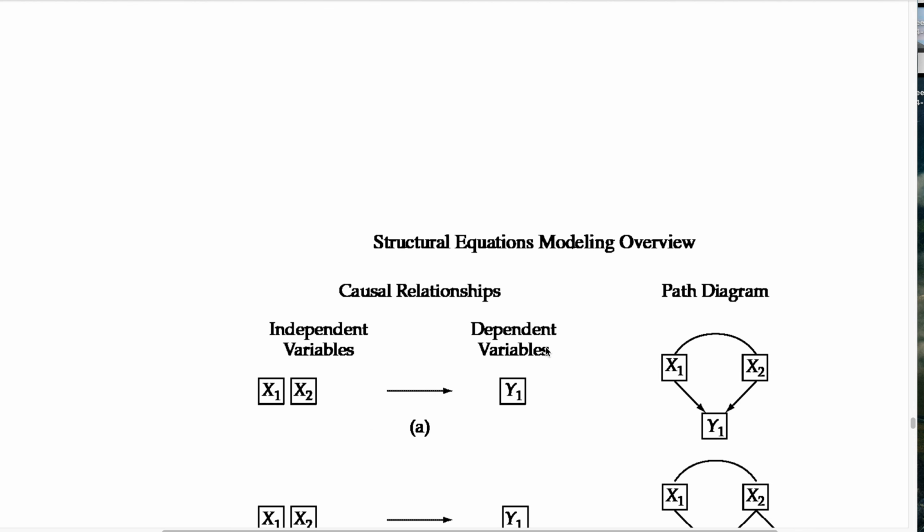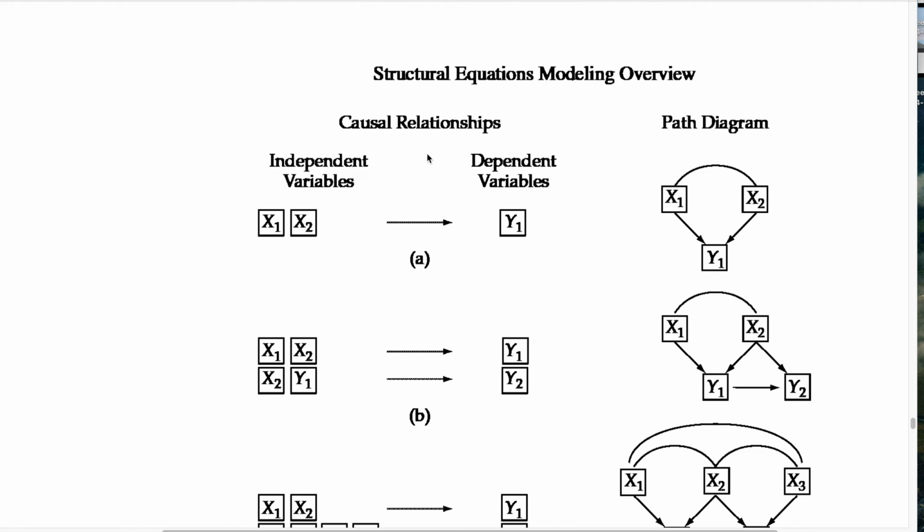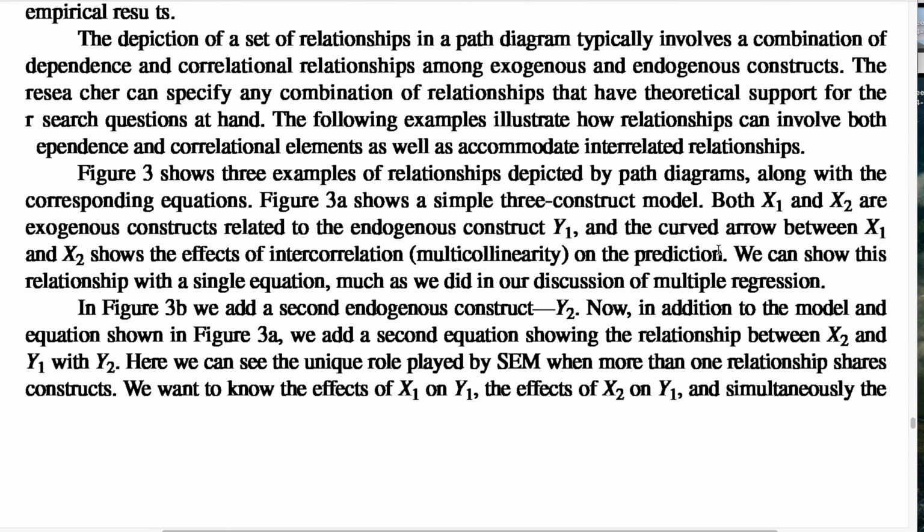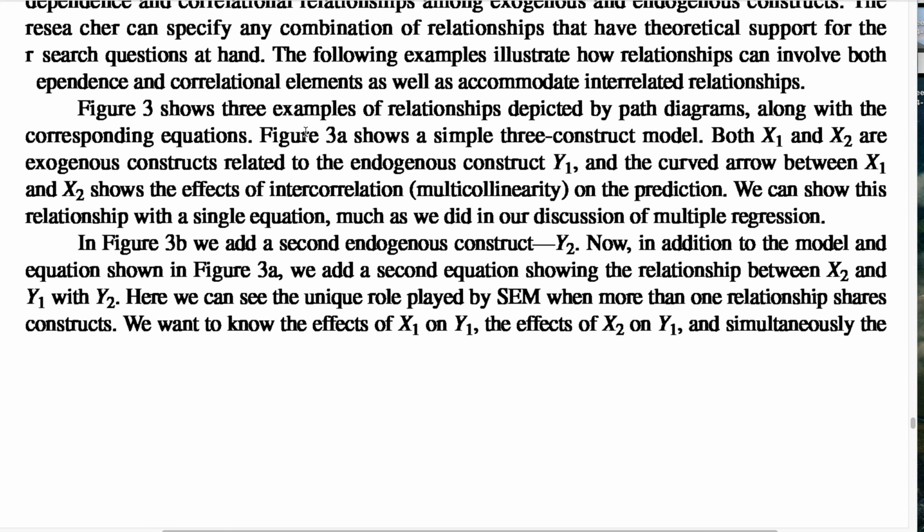Here is Figure 3, which shows the three examples of the relationships. The causal relationship path diagram: x1 and x2 impact y1. So here are x1 and x2; both constructs are predictors of the variable y1. Figure 3 shows the three examples of the relationships depicted by the path diagram along with the corresponding equations. Figure 3a shows a simple three-construct model. Both x1 and x2 are exogenous constructs related to the endogenous construct y1, and the curved arrow between x1 and x2 shows the intercorrelation, which affects multicollinearity and prediction.